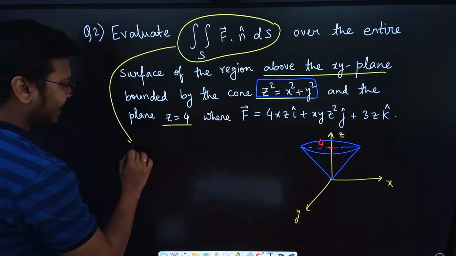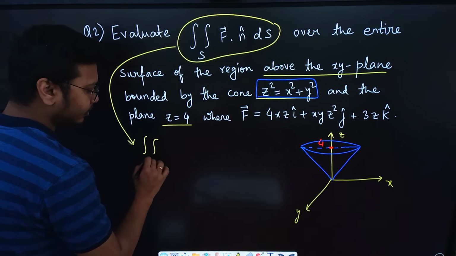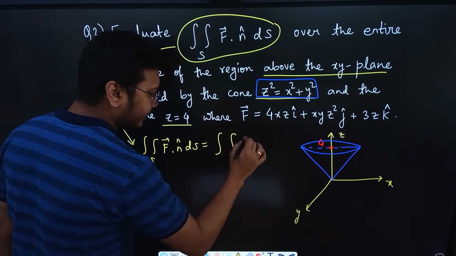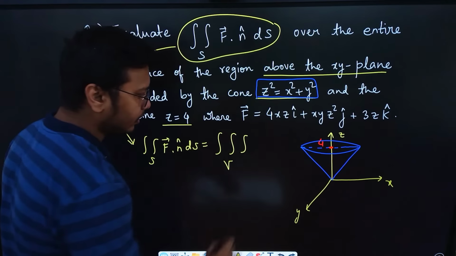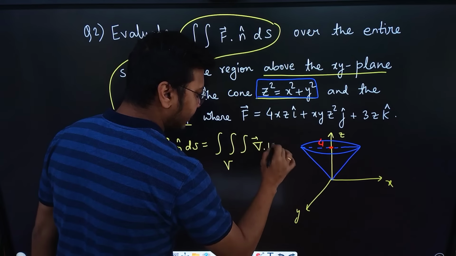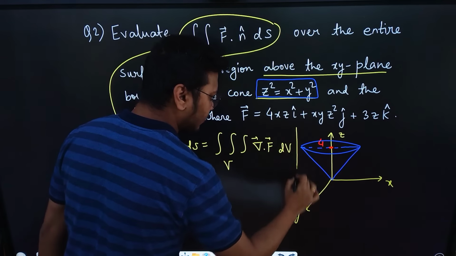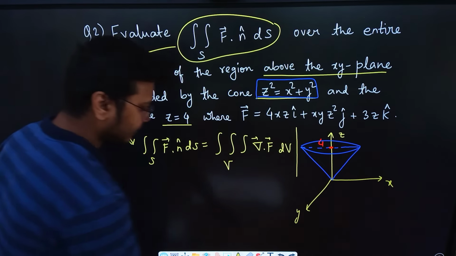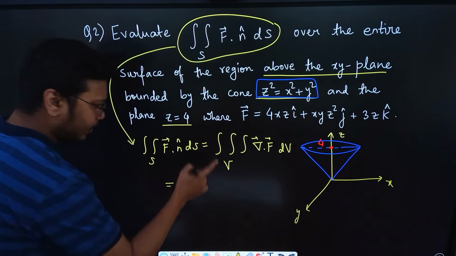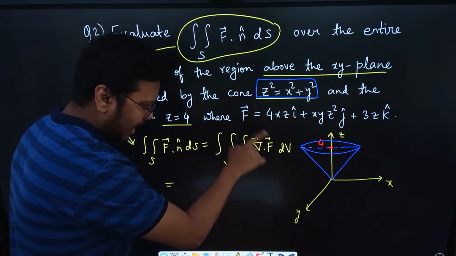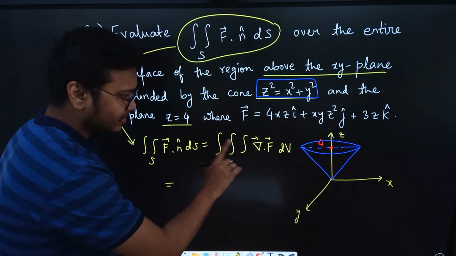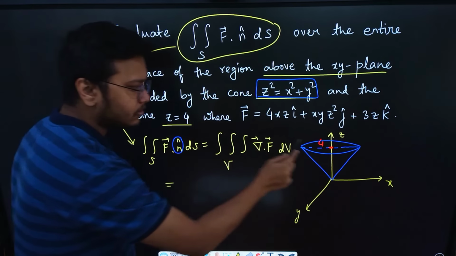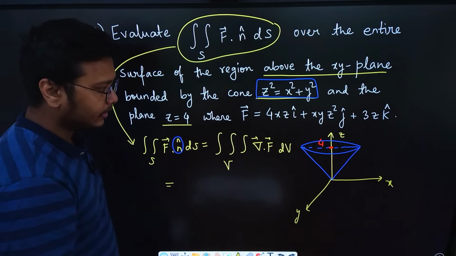So we know by divergence theorem this integration is equal to the triple integration over the volume of the cone, divergence of f dv. So that's what we are going to do, because this is going to be easy. We are not going to do the LHS part, we are going to do the RHS part that I've written over here, because that calculation is going to be easier. Finding the n cap is going to be a little bit troublesome for these kind of things.